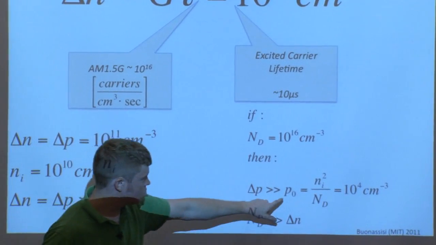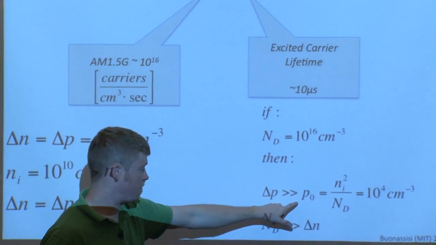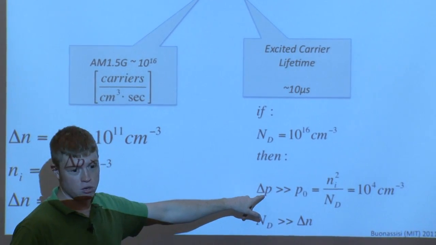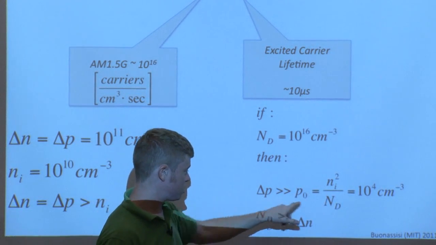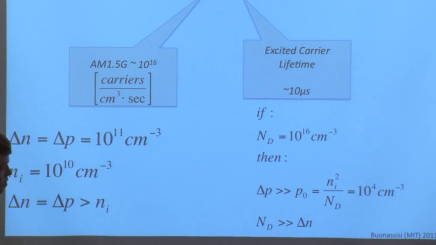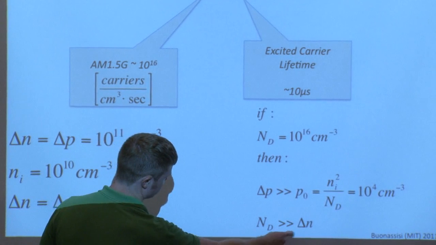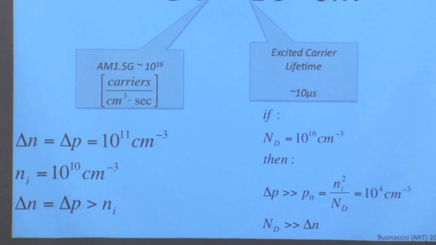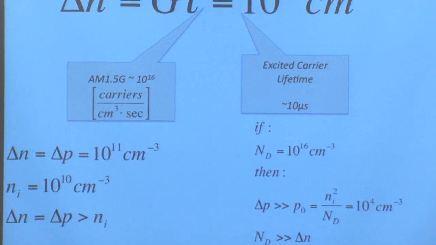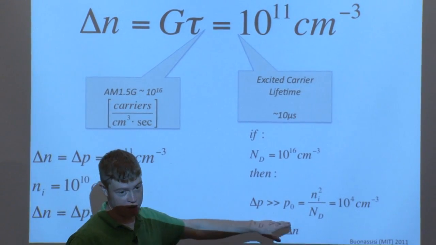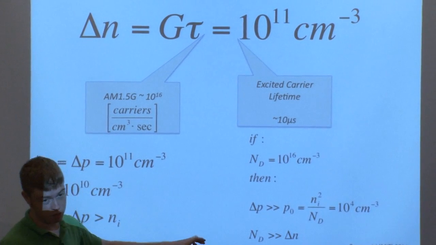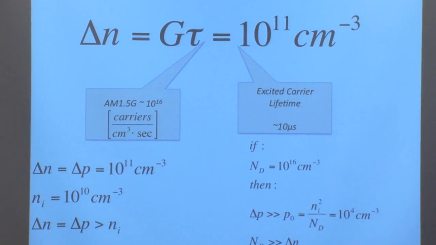So the number of holes without any light shining on it is P naught. You generate a bunch of holes, delta P, by shining light on it. And you can see that these numbers are drastically different. And of course, your dopant density is actually much, much larger than your delta N. So your majority carriers don't change very much, but your minority carriers change very, very drastically. That's really what this is trying to say here under excitation.